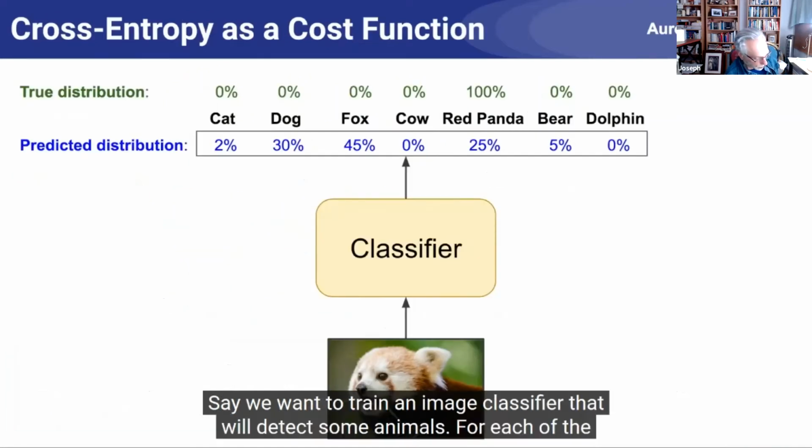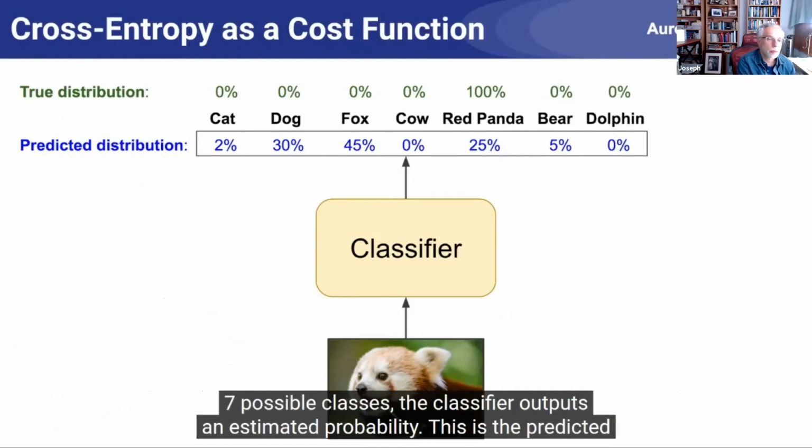Say we want to train an image classifier that will detect some animals. For each of the 7 possible classes, the classifier outputs an estimated probability.